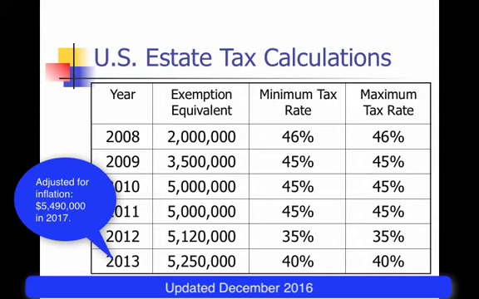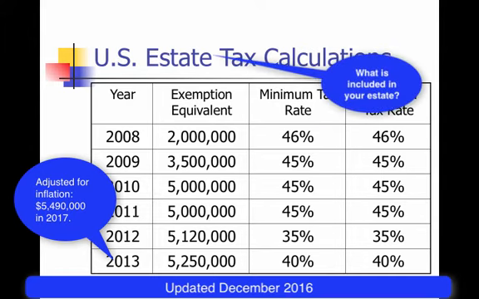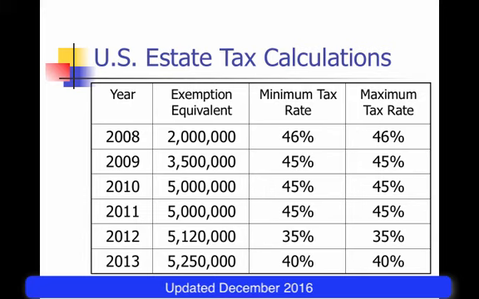It's hard for you to have an understanding or appreciation for what this means without having some discussion about what's included in your estate for estate tax purposes. Generally speaking, keep in mind your estate is going to include all the assets that you own at the time of your death, and all the assets that you have control over or that you have an interest in at the time of your death.